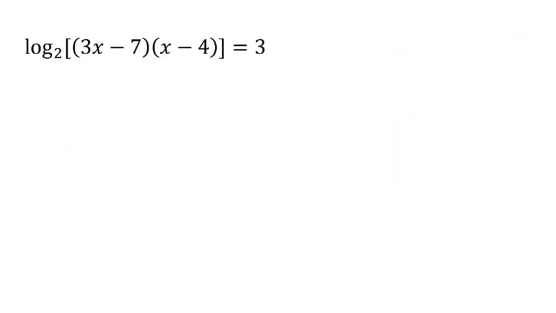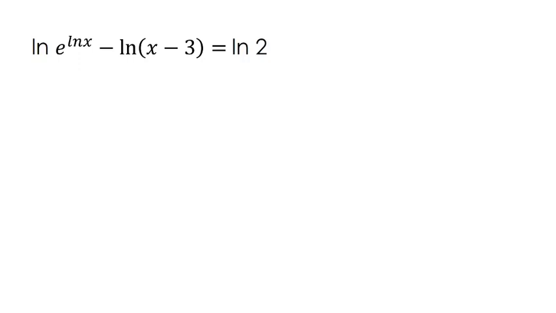Let's do our last example. Oh man, there's all sorts of stuff going on here. We have the natural log of e to the natural log of x minus the natural log of x minus 3 equals the natural log of 2. So whenever I see this problem, the first thing that jumps out at me is I've got this exponent right here. And one of the things we know about properties of logs is that the exponent can become a coefficient out in front.